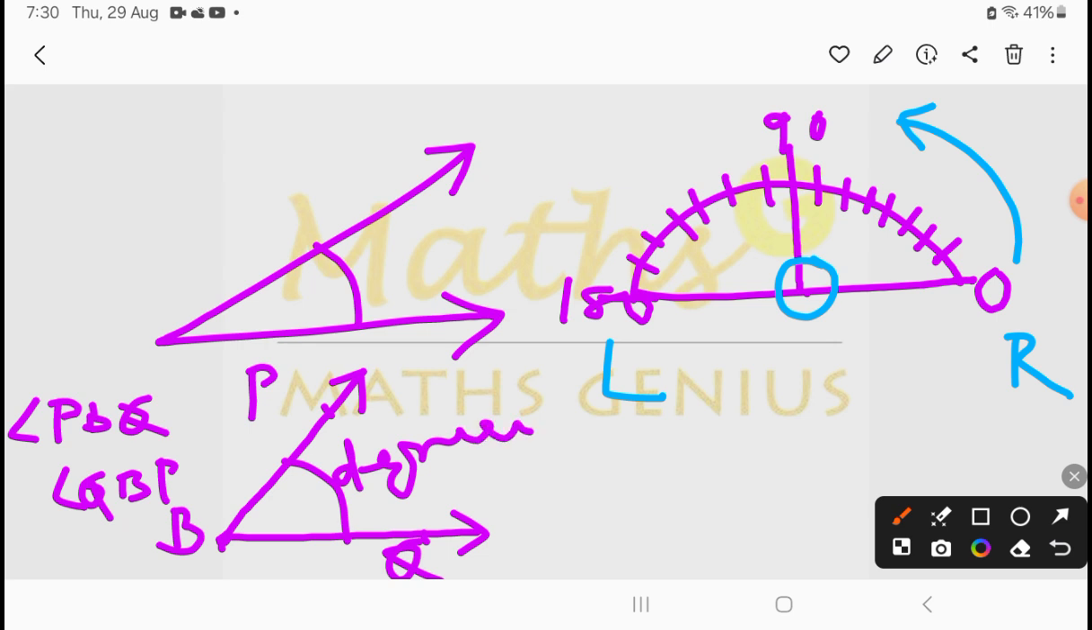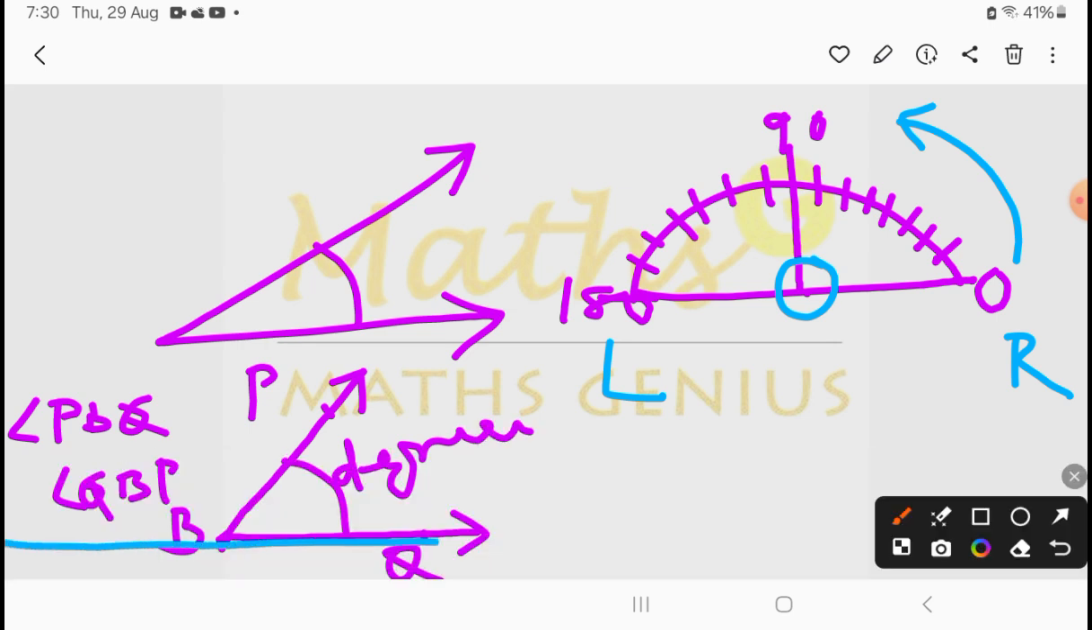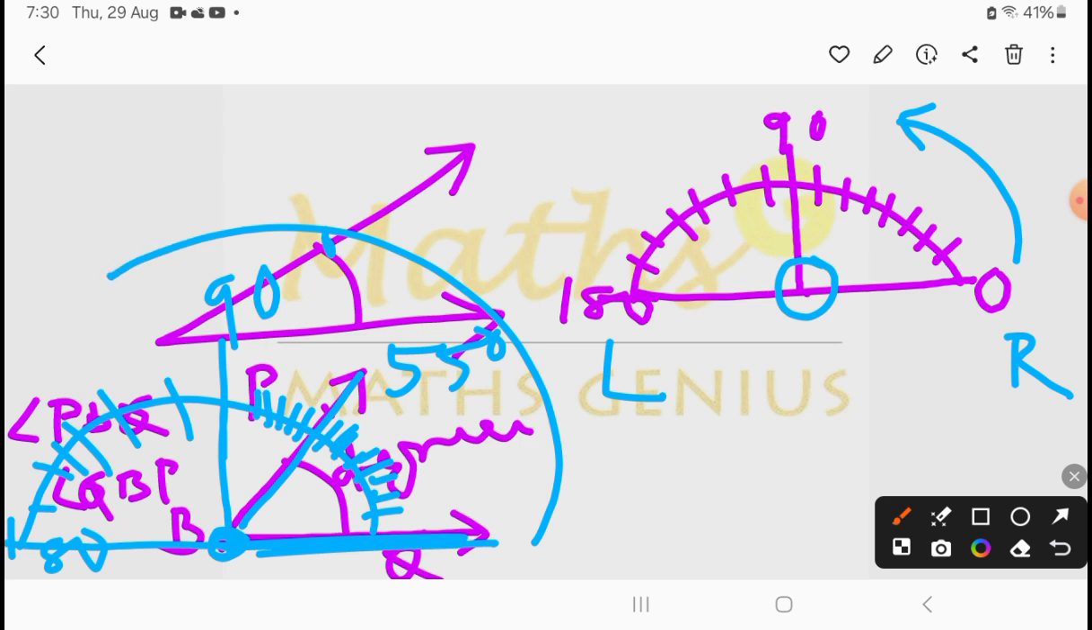Now I will take the protractor and keep it here such that the middle point of the protractor stays on the vertex, with this side aligned to this arm. Now we start counting 1, 2, 3, 4, 5, 6, up to 30, 35, 40, 45, and this may come as something like 55 degree. Then 56, 57, 58, 59, up to this one, which will become 90 degree, and again 91, 92, up to 180 degree. So what is the measurement direction? From right to left.